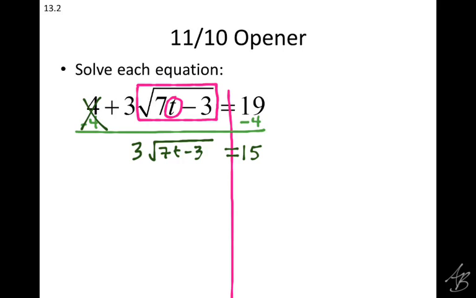Now, when we boxed the square root, we saw that the 4 and the 3 were both outside the box, so I still need to get rid of that 3. How am I going to get rid of 3? We're going to divide by 3. All right, so we divide by 3 on the left, we divide by 3 on the right, and when we divide by 3 on the left, what's going to happen? The 3's cancel, and what does that leave? Square root of 7t minus 3. All right, and on the right side, what's 15 divided by 3? 5. So we get another new equation. Okay, so we're getting rid of stuff one at a time, and every time we get a new equation.